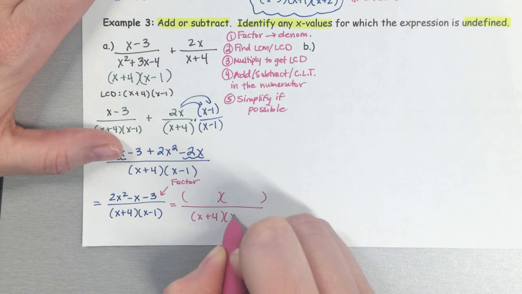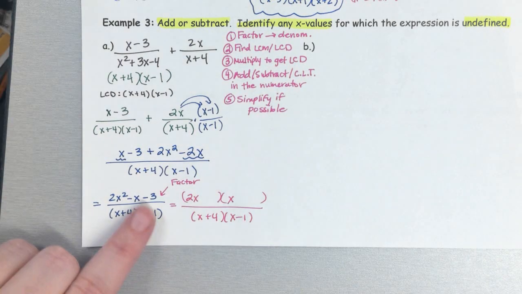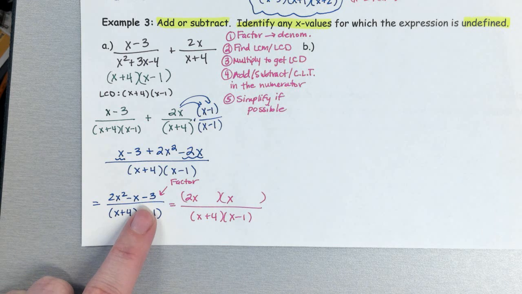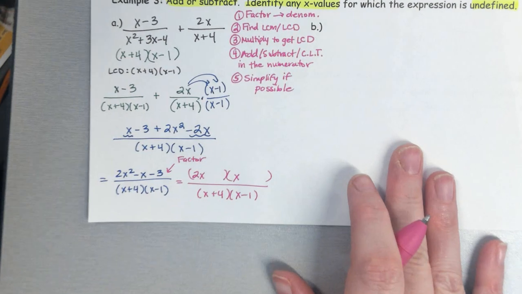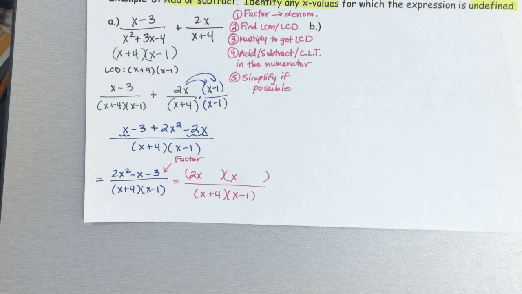We have x plus 4, x minus 1. So I have 2x and x. I need something that multiplies to -3. So it has to be a plus and a minus, 3 and a 1. Okay? So it has to add to -1. What are you guys thinking? So it has to add to a -1.